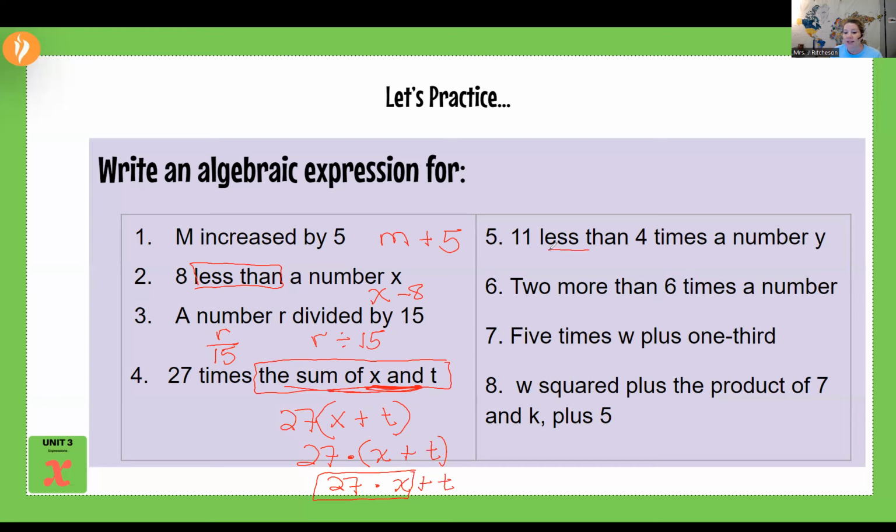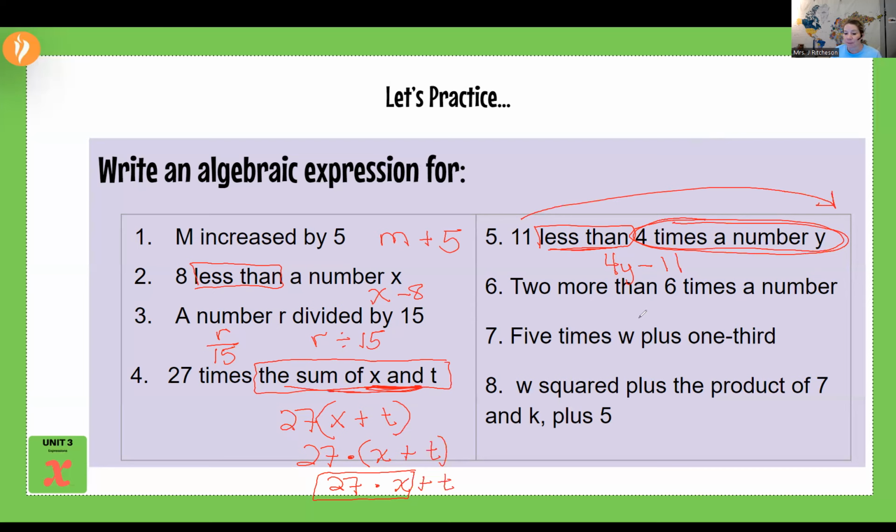Number 5, here we have less than. So I take what's in front of the less than, and we'll throw it to the back. So 11 less than what? 4 times the number y. So I'm going to start there. 4y. And then 11 less than that. It's written just like that.